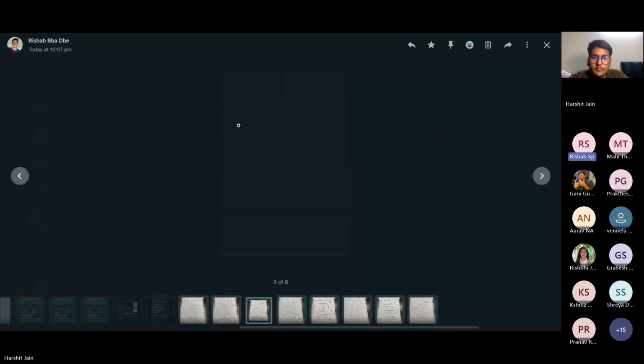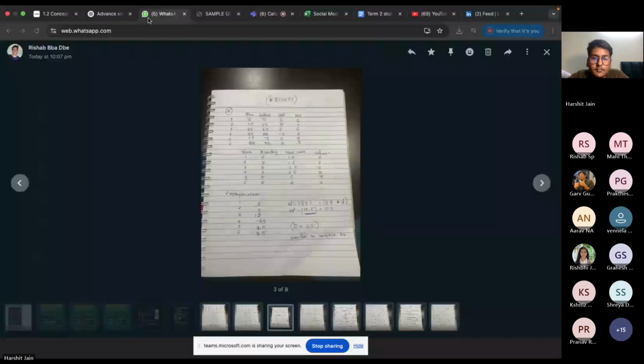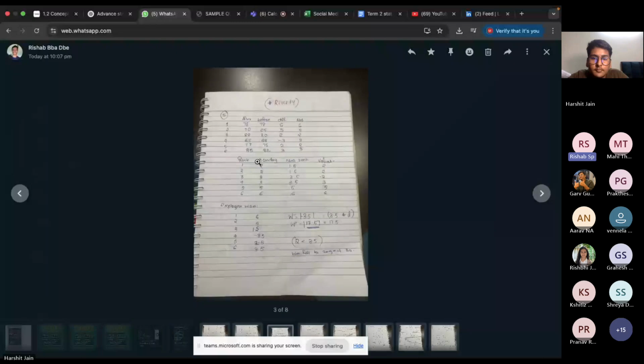I think you should share your screen like you did before, so you can shift between both of them, right? Here also I've written re-verify. Yeah, this is fine.